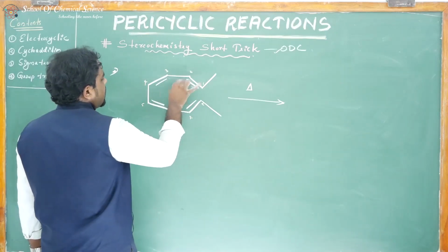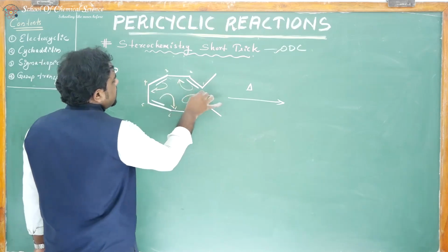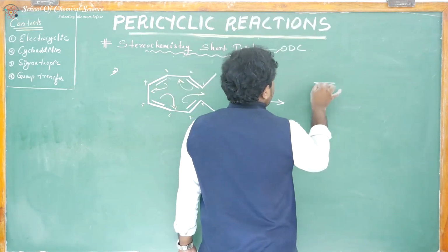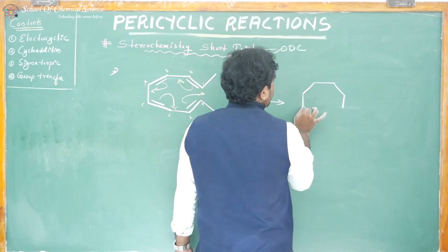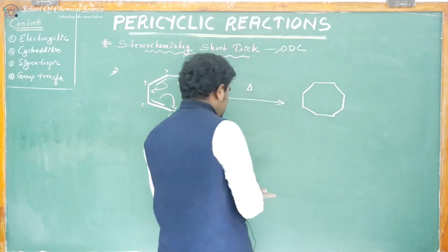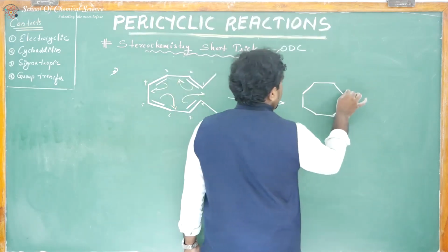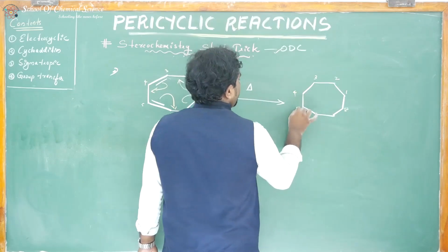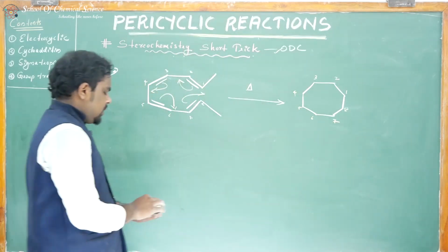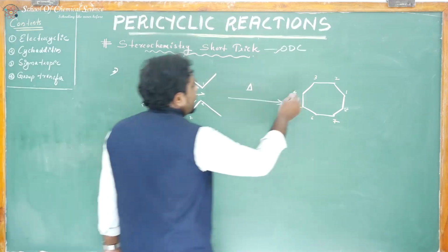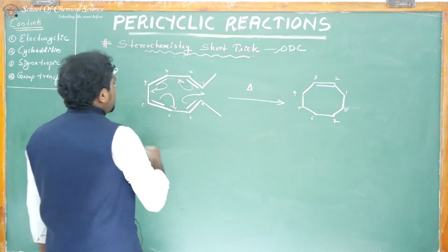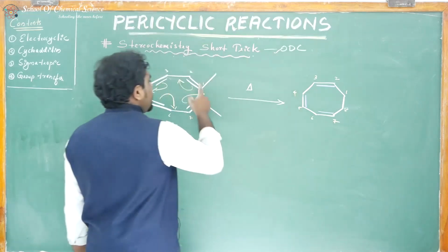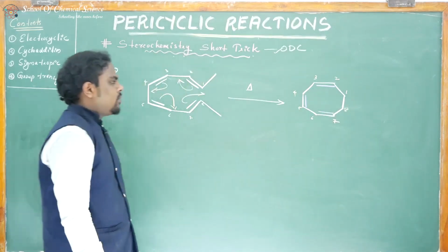This pi electron shifted towards here, this towards here, this towards here. Here a sigma bond is formed between first and 8th carbon. So an 8-membered ring is your product. This is 2, 3, 4, 5, 6, 7, 8. Between 2 and 3 a pi bond is formed. Between 4 and 5 a pi bond is formed. Between 6 and 7 a pi bond is formed. Between 1 and 8 a new sigma bond is formed.